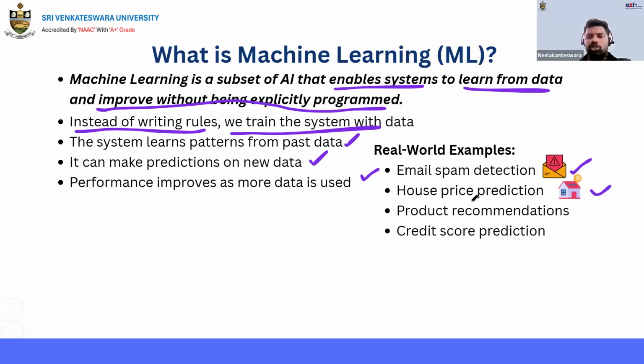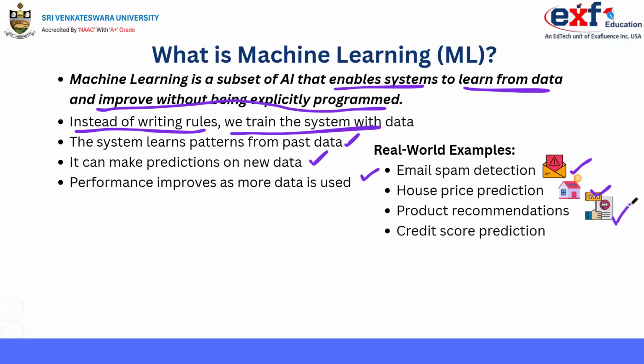Here we are going to predict the house prices. And the same thing we can use in our product recommendations. Suppose you take any e-commerce website like Amazon or Flipkart, they will recommend some products to you. How do they recommend products? In the background, it is machine learning.